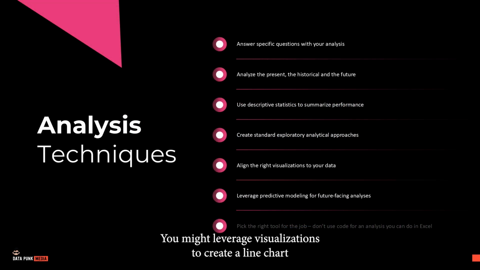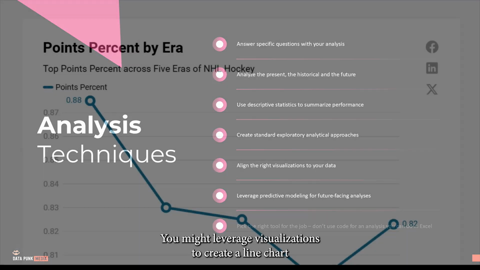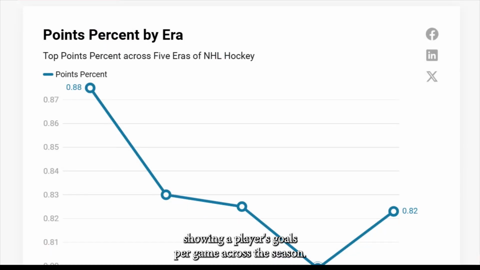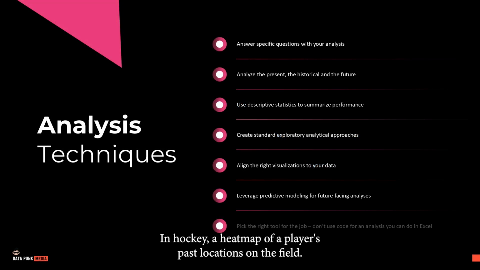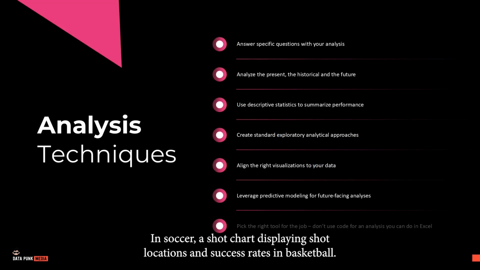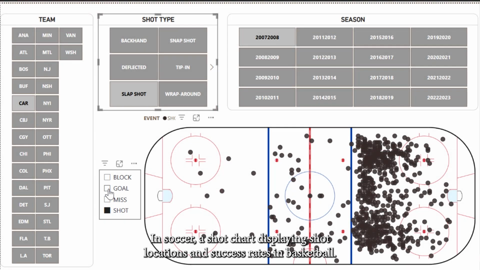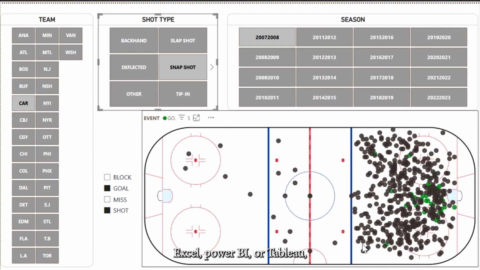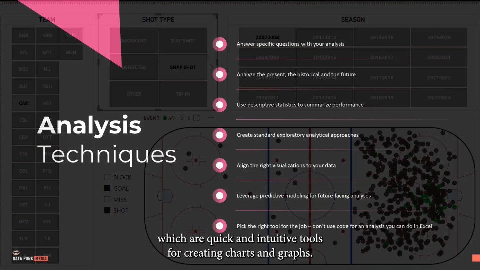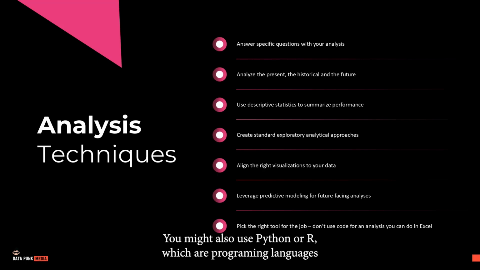You might leverage visualizations to create a line chart showing a player's goals per game across the season in hockey, a heat map of a player's pass locations on the field in soccer, a shot chart displaying shot locations and success rates in basketball. The specific types of tools you might use are Excel, Power BI, or Tableau, which are quick and intuitive tools for creating charts and graphs. You might also use Python or R, which are programming languages used for advanced, customizable visualizations.